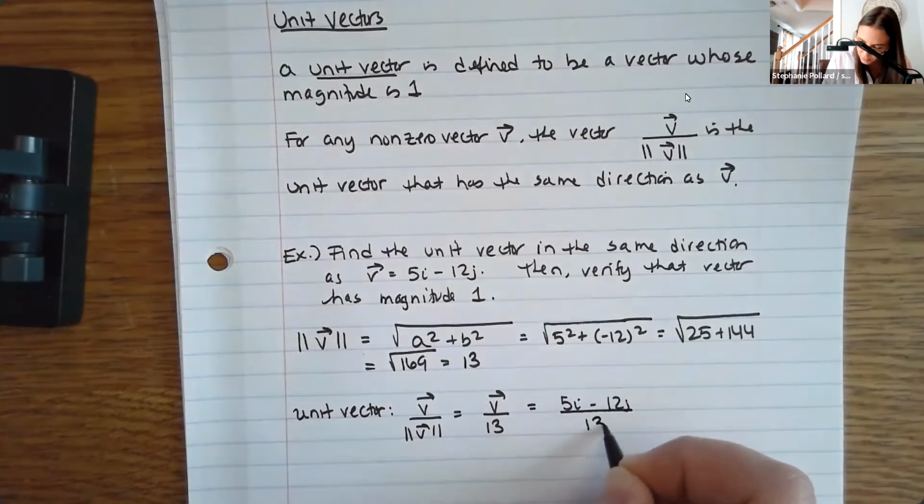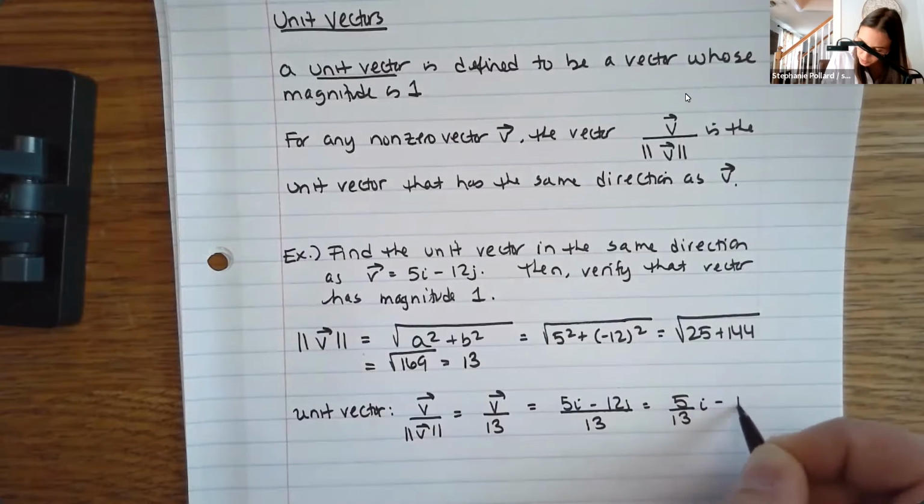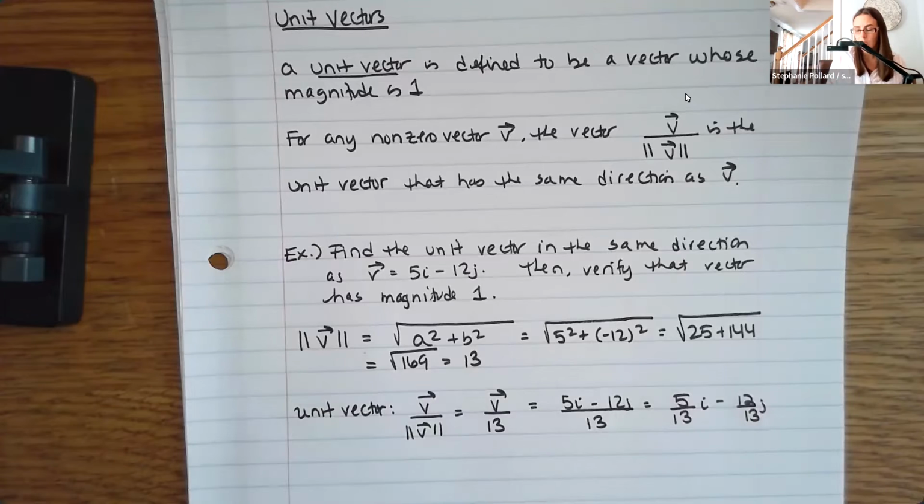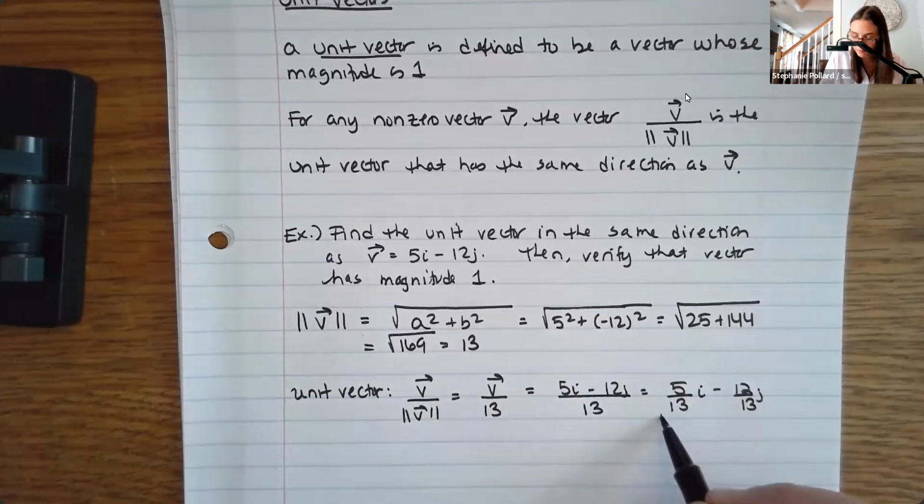So when I divide that by 13, I'm just going to split it and put the 13 with each part. We do want to go ahead and split it here because otherwise it's not really in vector form. So we're going to split it: 5 over 13 i minus 12 over 13 j. And we're done. So that's the unit vector that we're looking for.